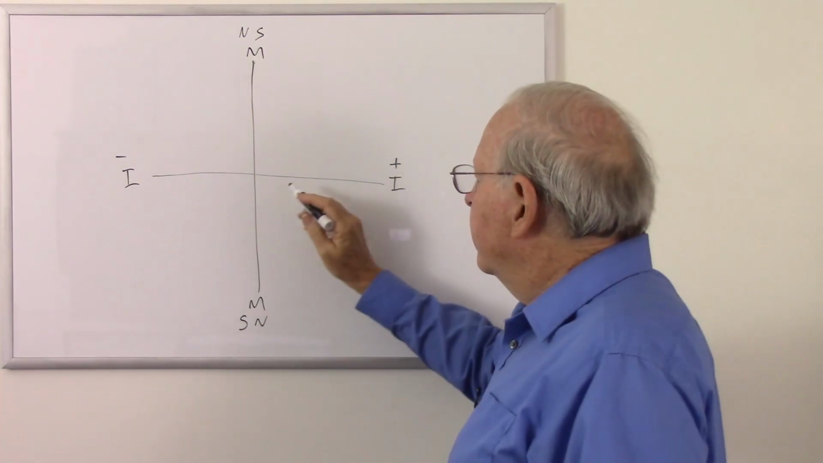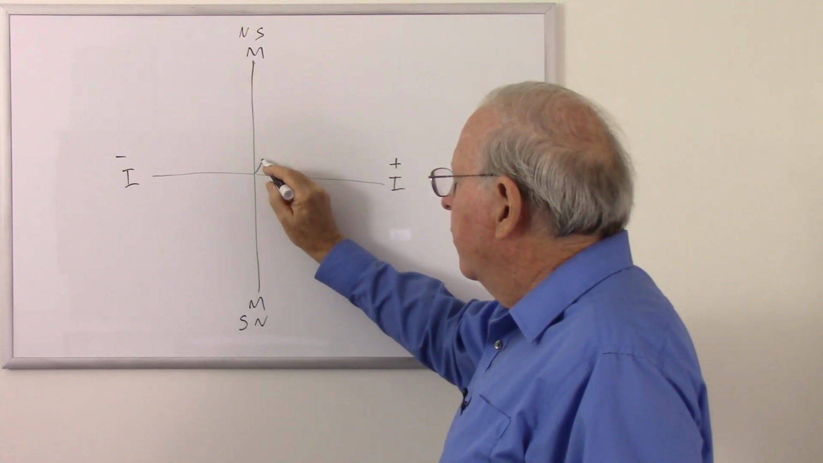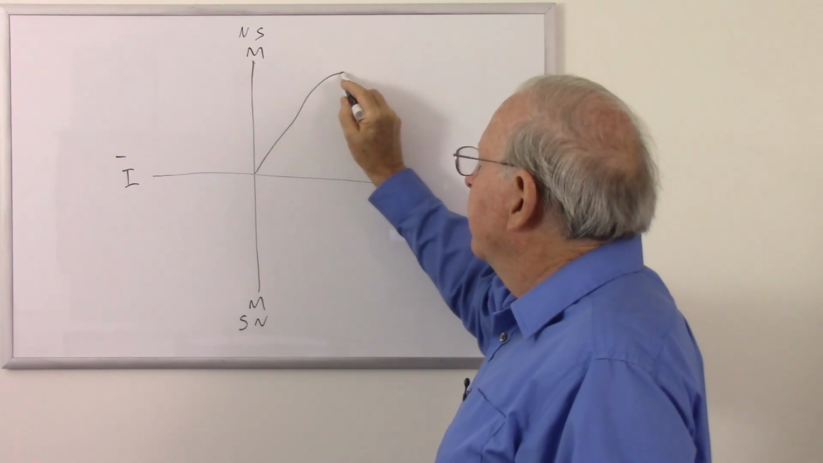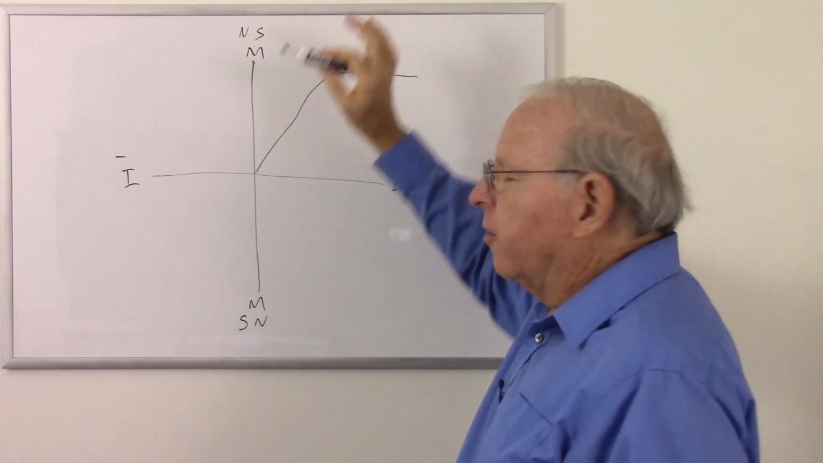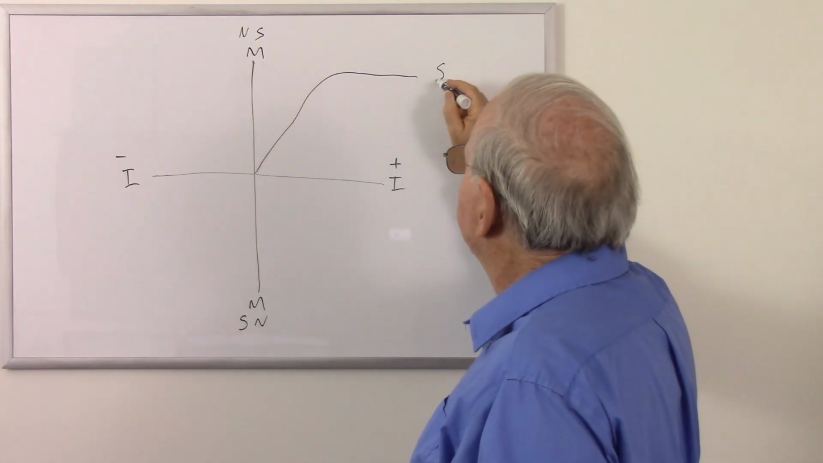So as we increase the current, we'll make it positive current. As we increase that current, we're going to get more and more magnetism, until we get to a certain point, right about here, where it drops off to a point where increasing the current no longer increases the amount of magnetism. So that's called saturation.